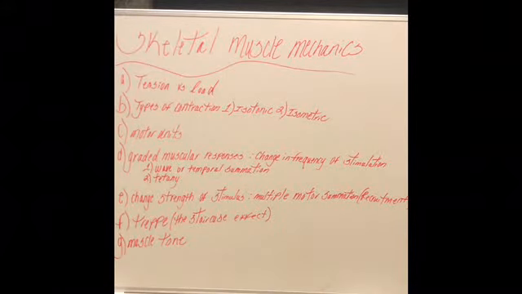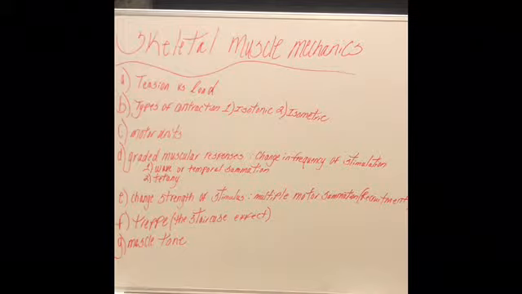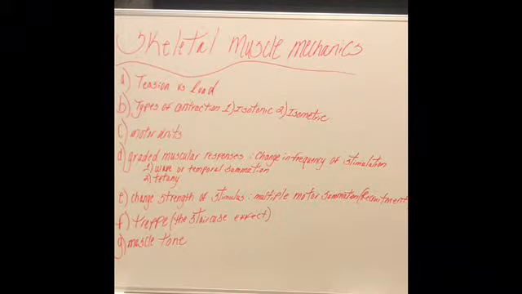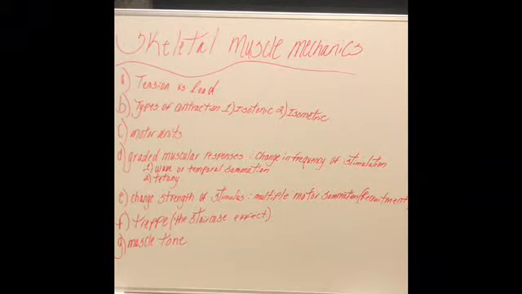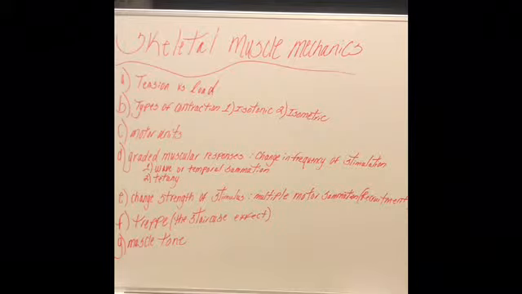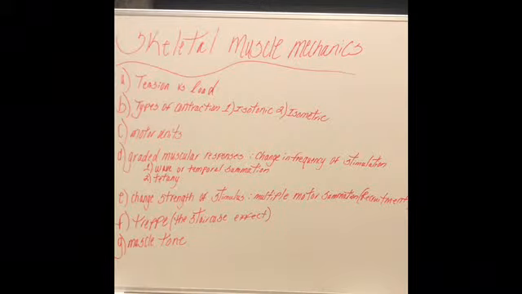Skeletal muscle mechanics. Tension versus load. Tension is the force exerted by the muscle on an object, whereas load is the force exerted by an object on the muscle. There are two types of contractions: isotonic and isometric. Isotonic contractions generate force by changing the length of the muscle and can be concentric contractions or eccentric contractions. Isometric contractions generate force without changing the length of a muscle.